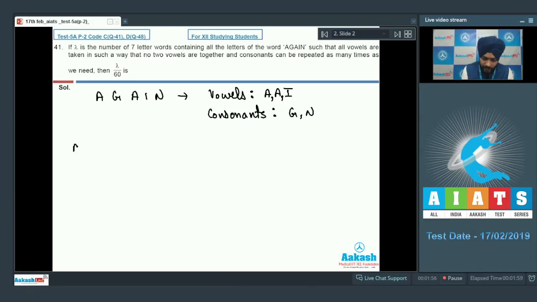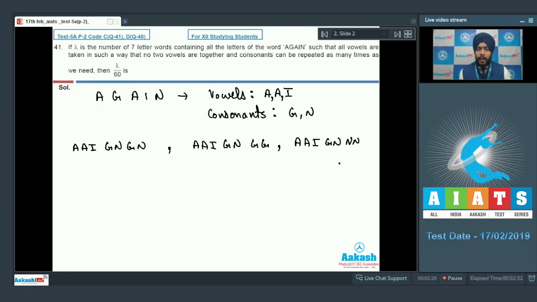The first case is A, I, G, N, G, N. Second case is A, I, G, N, G, G. And the last case is A, I, G, N, N, N. So I have to take 2 extra letters over there because I have to use all the letters of this word. Okay, so let us consider the number of possible cases in the first part.